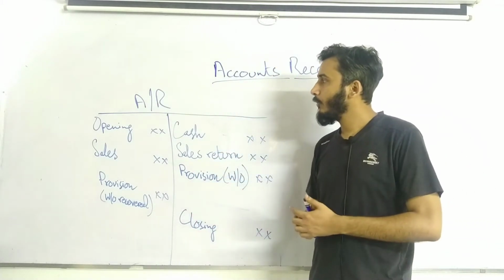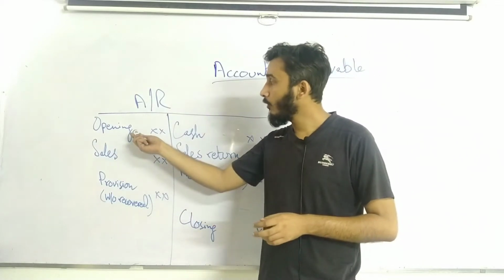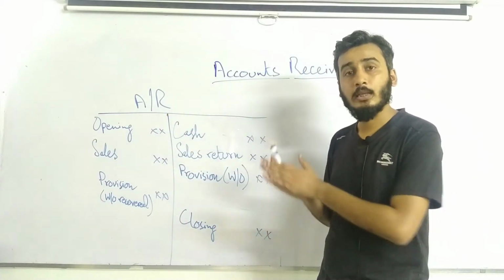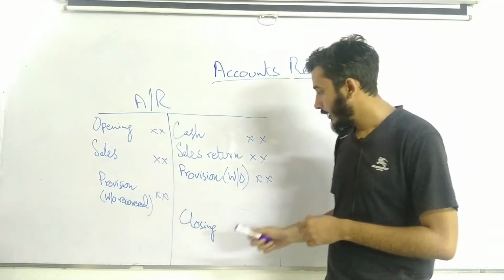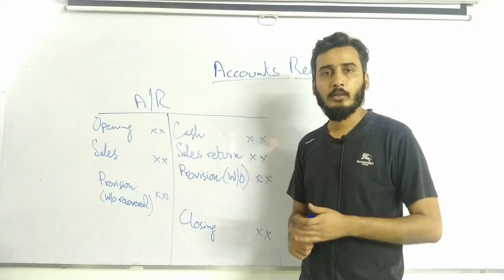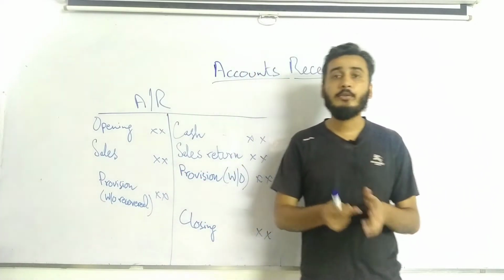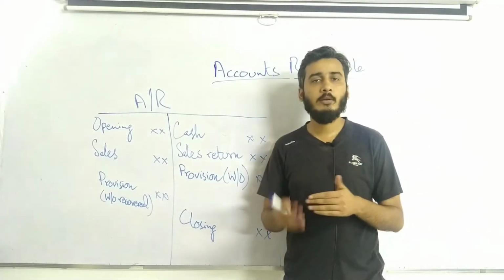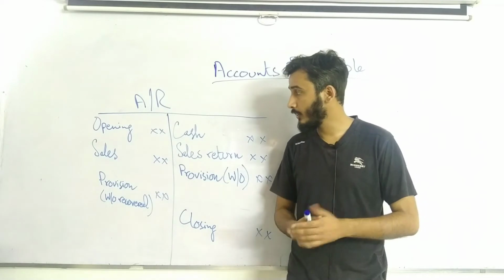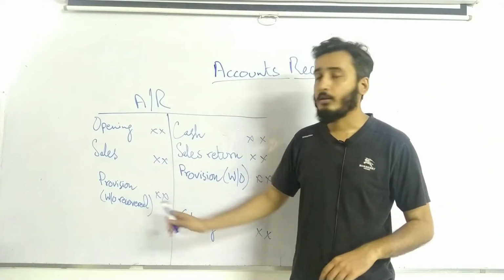Now firstly, we are going to make the accounts receivable ledger. Here we have put the opening balance on the debit side because it is an asset and the normal side of an asset is debit. And we have written the closing balance on the credit side. Then sales on the debit side because the entry of this is made while debiting account receivable, and the sales on the credit side. Then we have written provision write-off recovered.